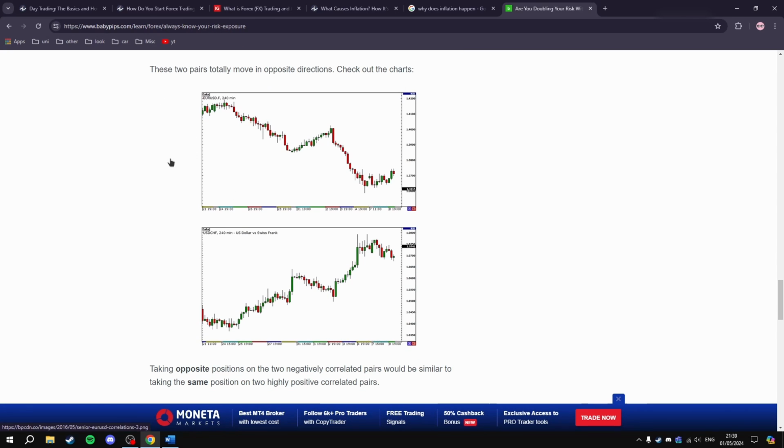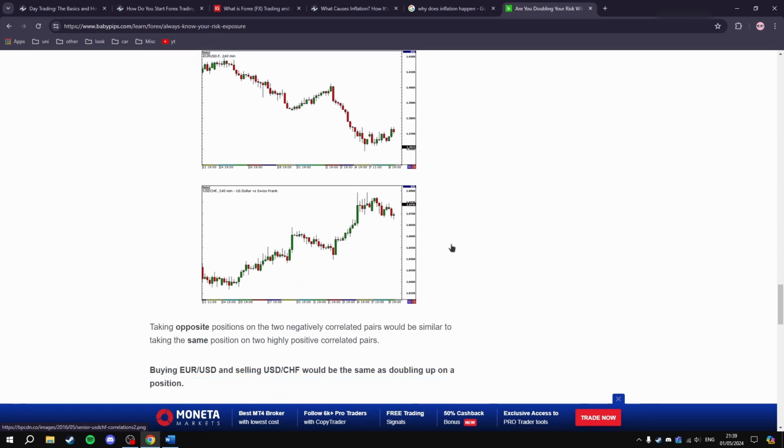Check out the charts. One goes down, other goes up. So we can see that this bit kind of mirrors as well. So this one goes up, this one goes down. This one goes down, this one goes up. This one goes down, this bit goes up. This goes up, this goes down, kinda.